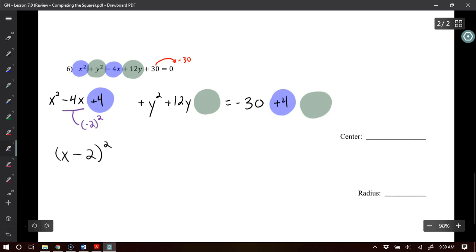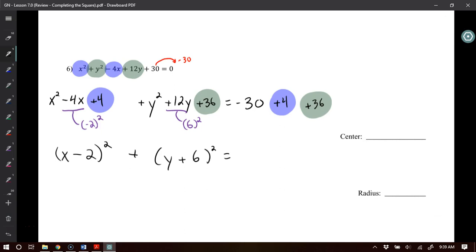I'm going to take that positive 12. I'm going to divide by 2. That's going to give me a 6. I'm going to square that. That gives me a positive 36 there. But if I add 36 on the left-hand side, I better add 36 on the right-hand side. As a parentheses squared, that's going to be a y plus 6. Negative 30 plus 4 plus 36 is going to give me 10.